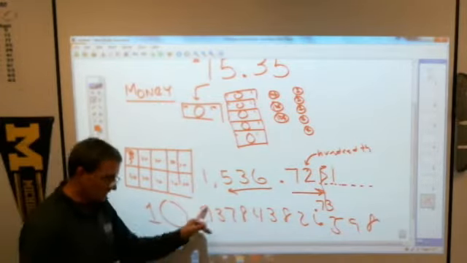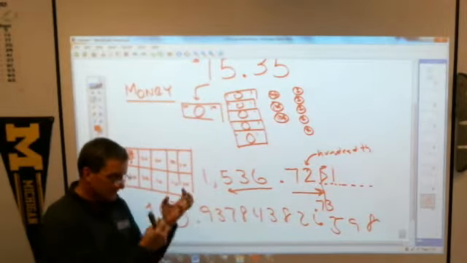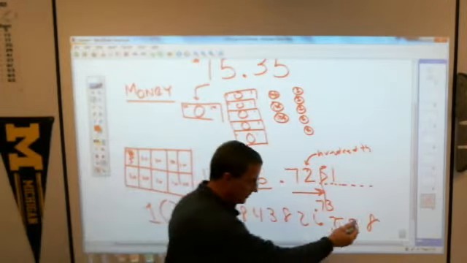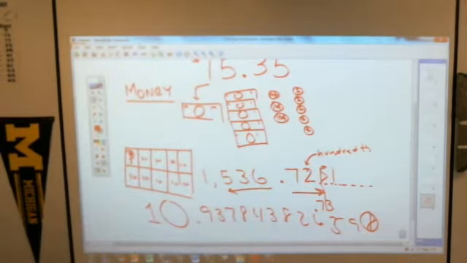Because this means 9/10, this is 3/100, that's 7/1000, 10,000, and so on. They just keep getting so small that by the time you get out here, it would be almost unimaginable. You would need a microscope. And so the questions they're going to ask you deal more with money than they do with decimals.